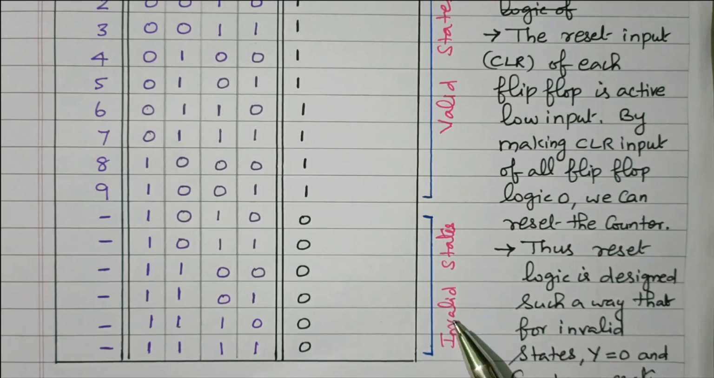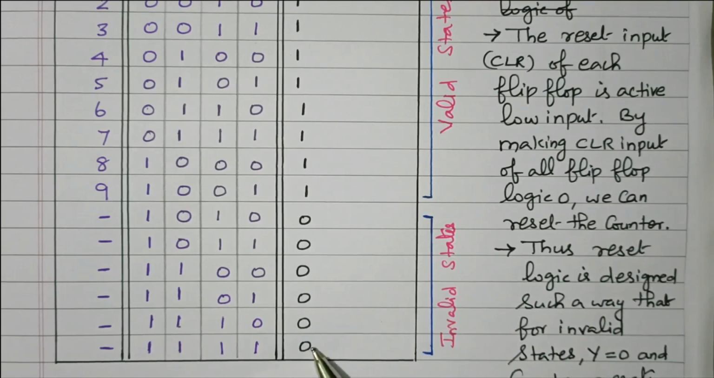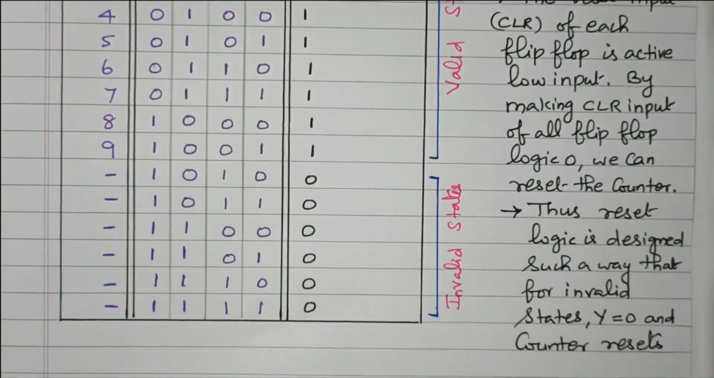0 to 9 are valid states, 10 to 15 are invalid states. Now we need to find the logical expression for this reset logic so that it can be implemented with the logic diagram. Now we'll see the description available here.